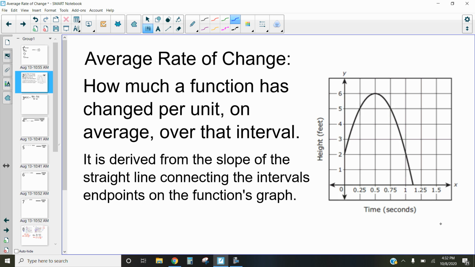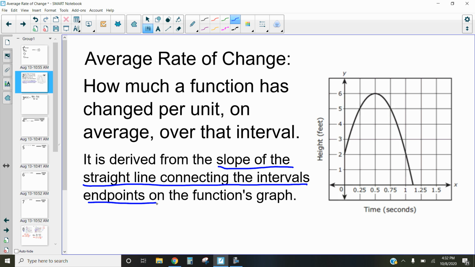In this video, we are going to be covering average rate of change when we're given a function in the form of an equation and the interval that it's on. A reminder: average rate of change is how much a function changes per unit on average over an interval, and it's derived from the slope of the straight line connecting the interval endpoints.